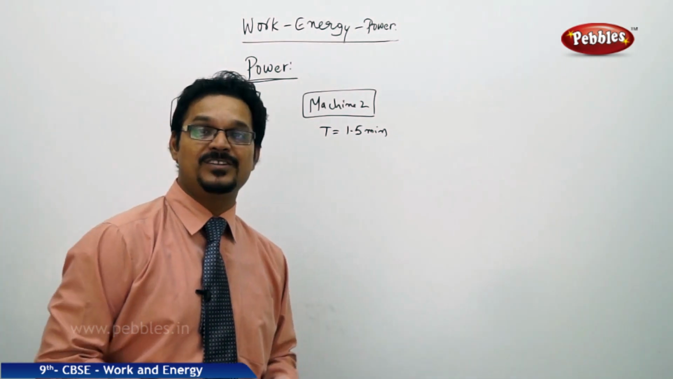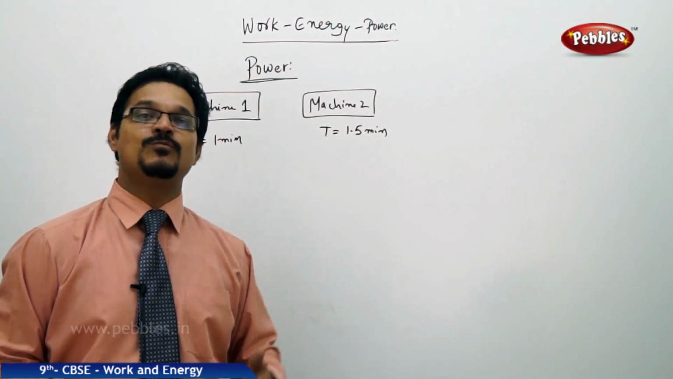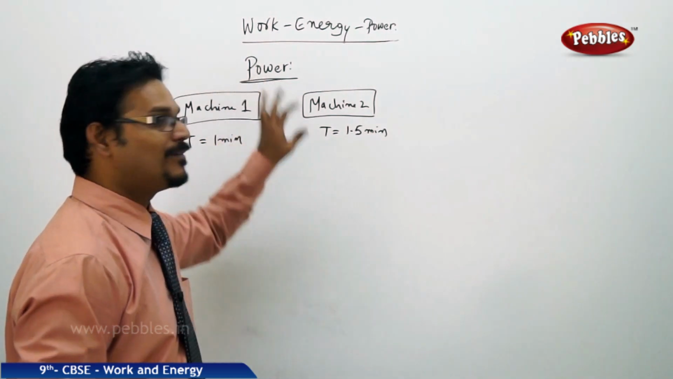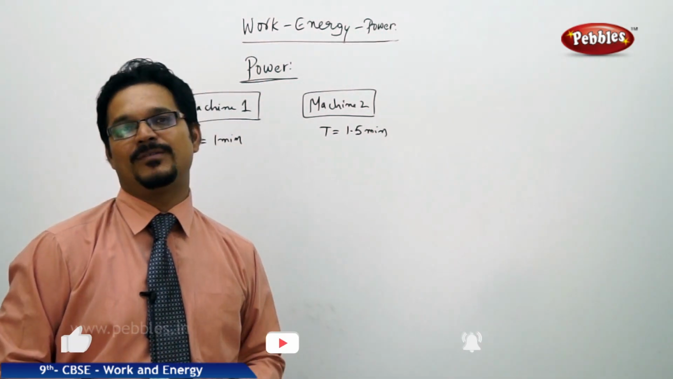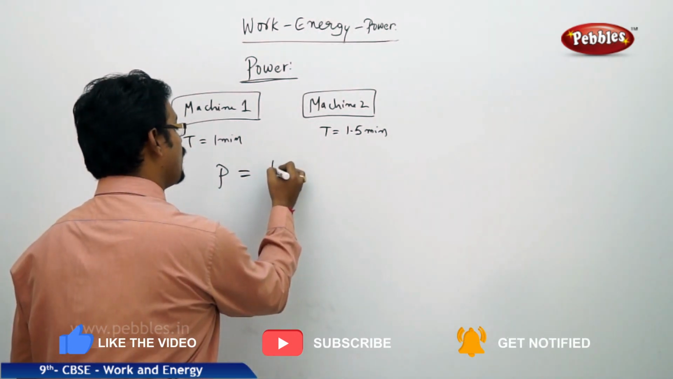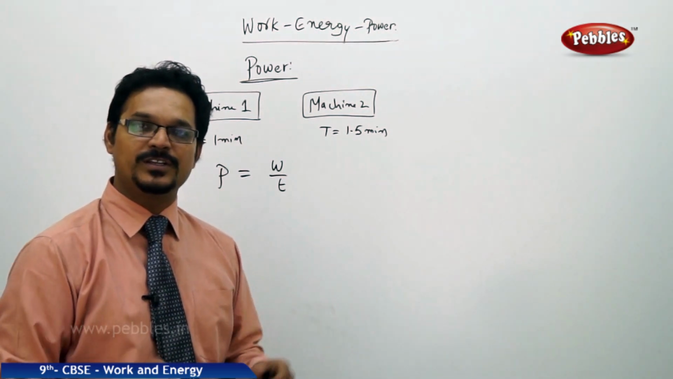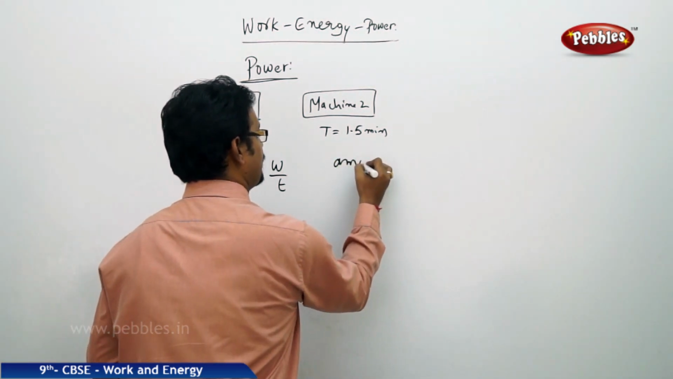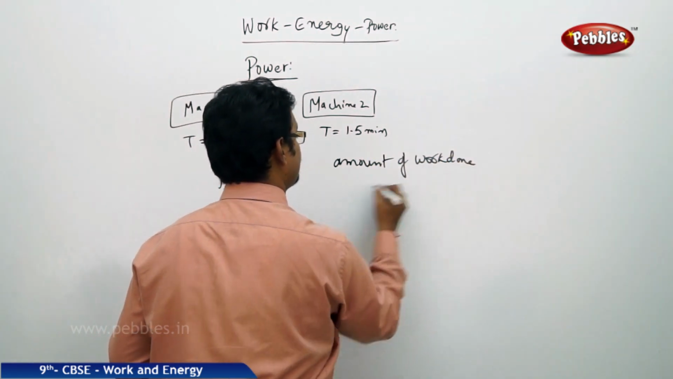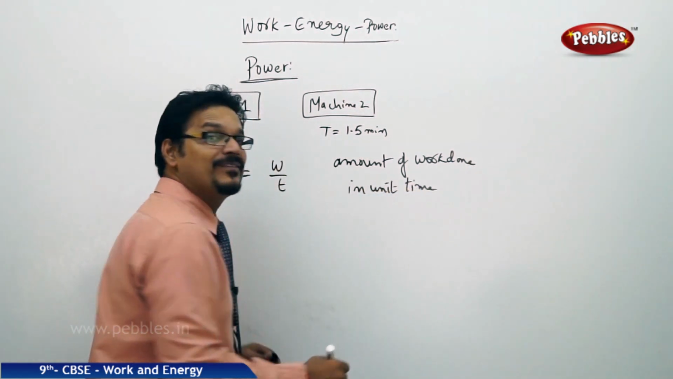This faster efficiency depends upon their power. So machine 1 is more powerful than machine 2. So here our concept is power. How do we measure the power? Power is defined as the amount of work done in unit time. This is one definition.